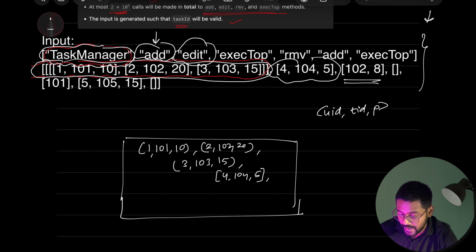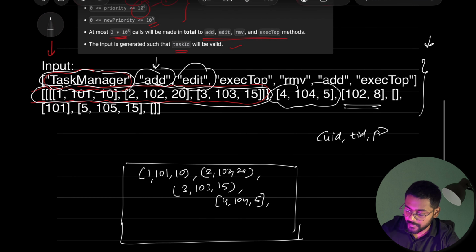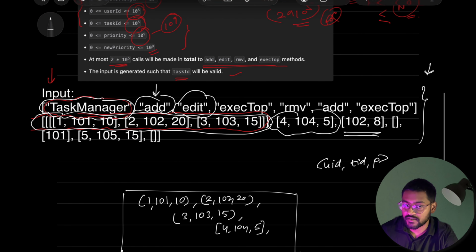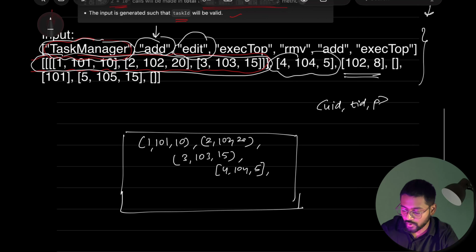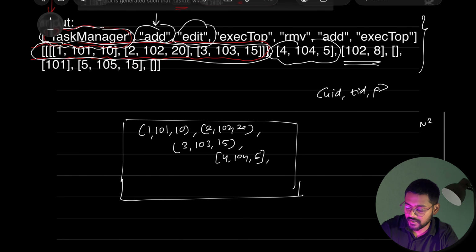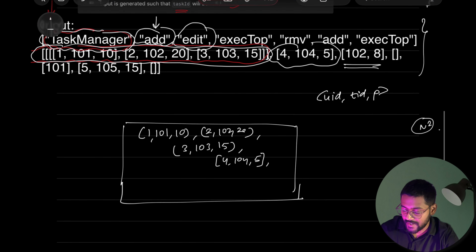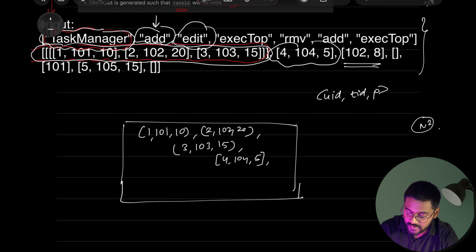Okay, so we have add function, edit function, execute top function, remove function, along with the constructor task manager. So task manager is going to create some kind of system where these operations are going to be running in an efficient manner, not taking so much time, not taking n square time. Let's say as we have to execute. See, adding, editing are simple, but let's have a look at this execute top.